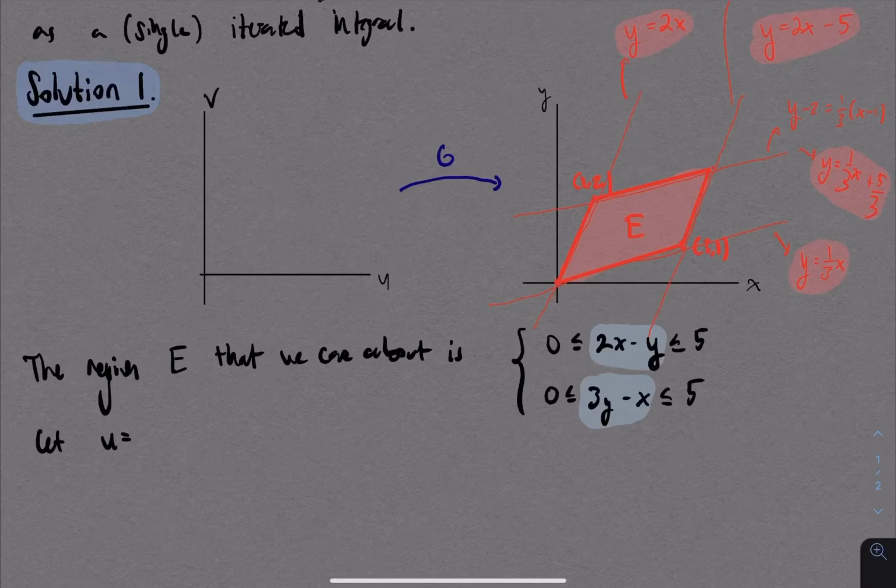I'll let u equal 2x minus y, and I'll let v equal 3y minus x. There's our change of variables. By this set of inequalities, what this tells us is that the corresponding region in the UV plane is a rectangle.